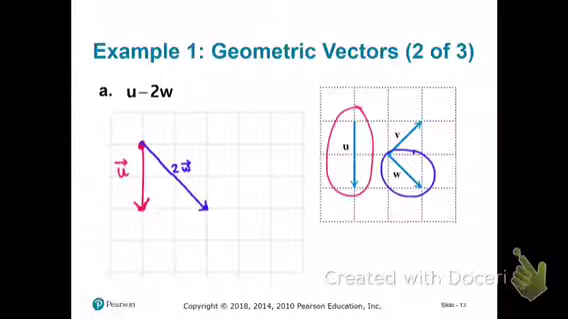Now, for my resultant vector, because we subtracted, you start with what you subtracted. So you start at that terminal point and draw back to the terminal point of what you subtracted from. So I'm going to draw back over here. There's my direction arrow. And this vector right there is vector u minus 2 times vector w. And that's what we were wanting to find.